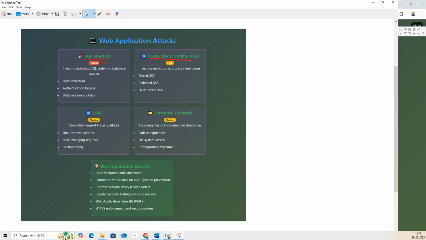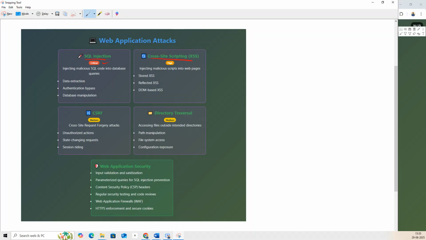Then there's cross-site scripting. Cross-site scripting attacks inject malicious scripts into web pages viewed by other users. Stored XSS permanently embeds malicious code in the application. Reflected XSS tricks users into clicking links that execute malicious code. Okay, DOM-based XSS manipulates the page structure itself.